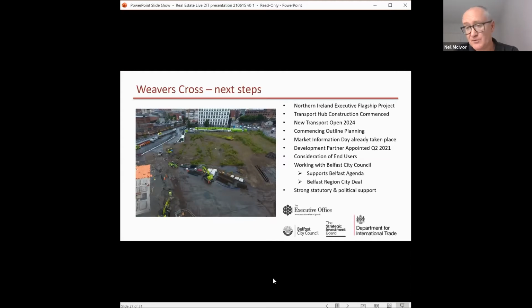And most important of all, I think, is that government are contributing a healthy 200 million towards the project, which is effectively the new transport hub itself. So in that context, if you look at it, all the hard work is done on infrastructure, and that hub is in fact due to open in 2024.